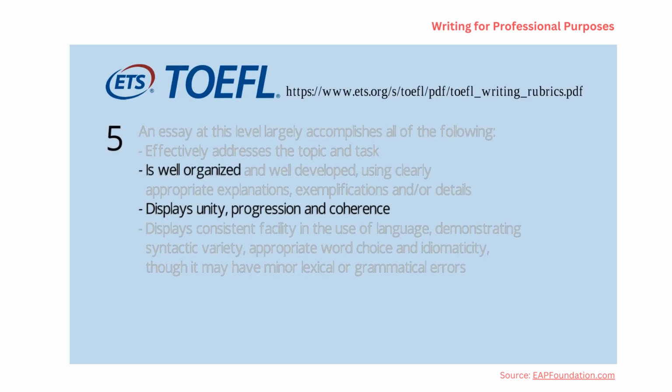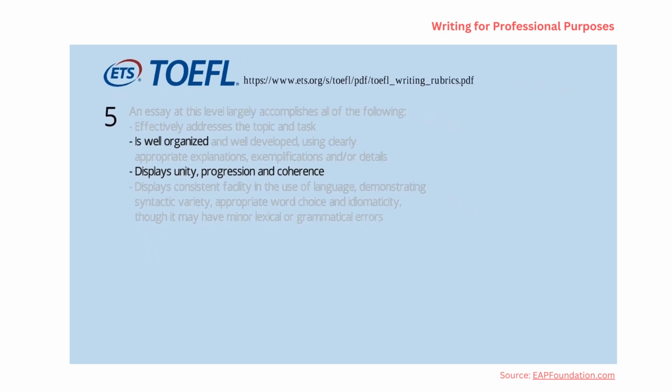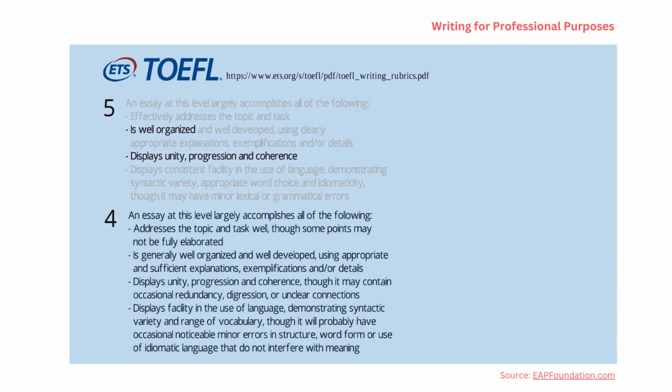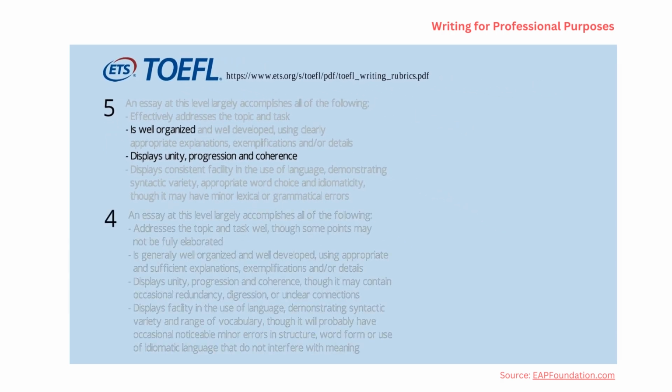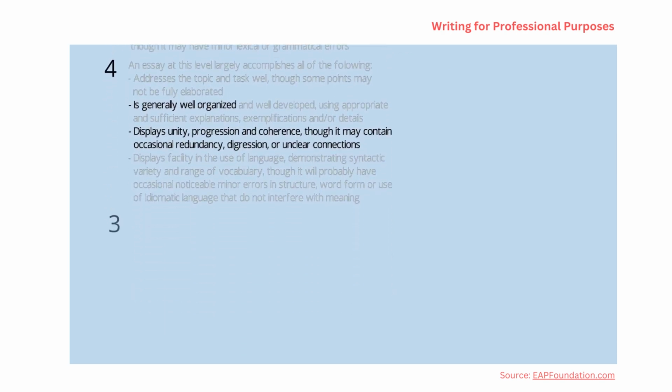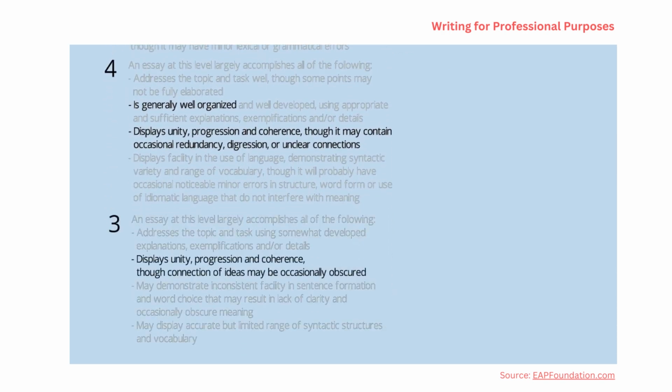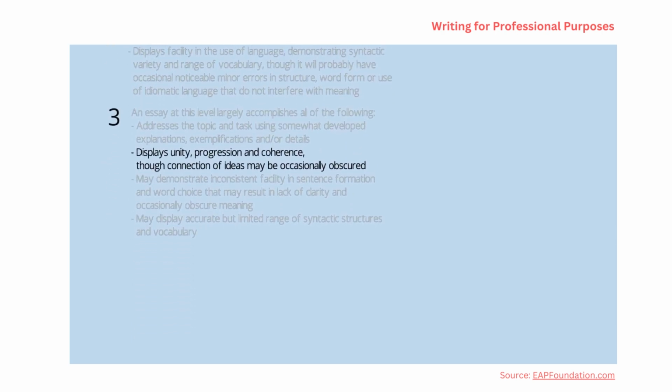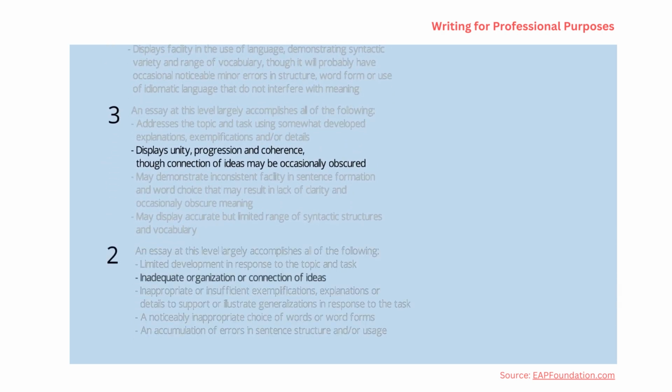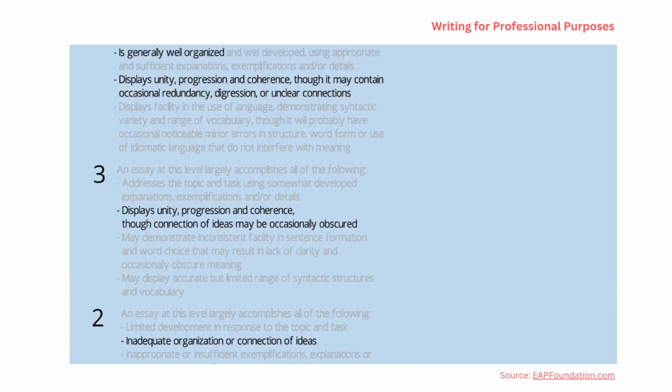Is well organised, displays unity, progression and coherence. And then looking at level 4, is generally well organised, displays unity, progression and coherence, though it may contain occasional redundancy, digression or unclear connections. And there's similar ideas at level 3, displays unity, progression and coherence, though connection of ideas may occasionally be obscured. And also level 2, inadequate organisation or connection of ideas.